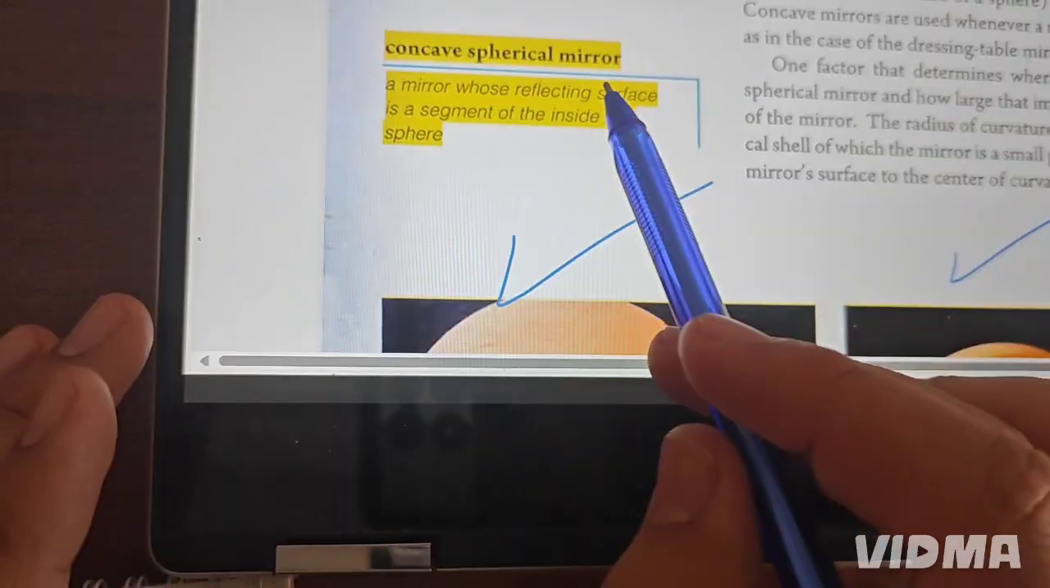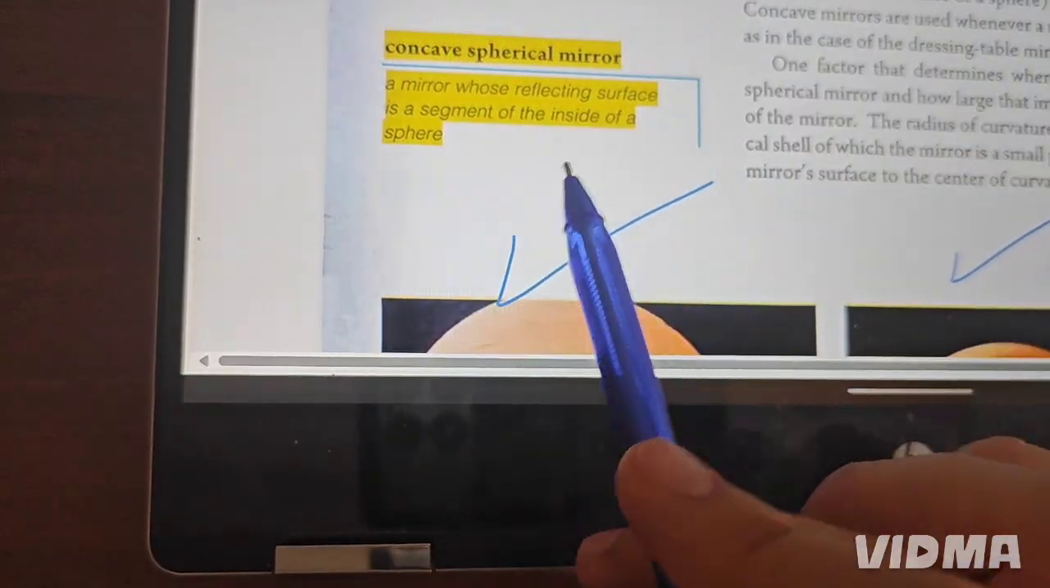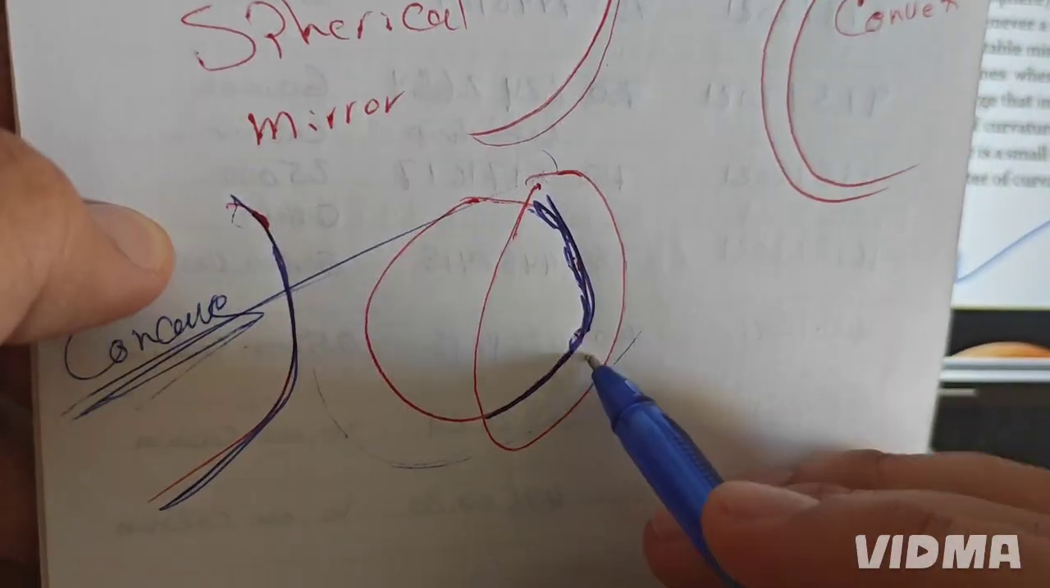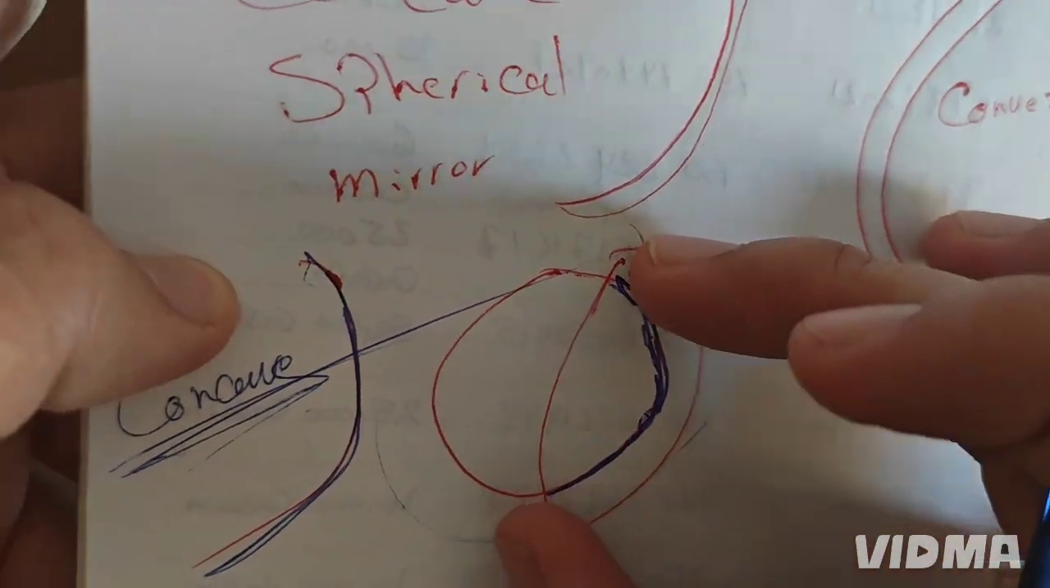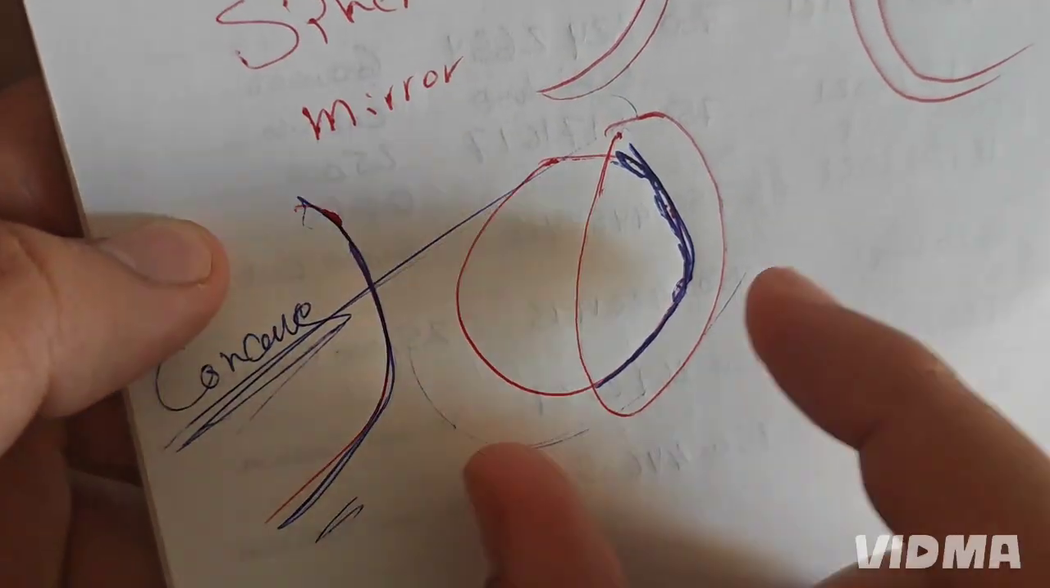As a definition, same thing: a mirror whose reflecting surface. Why are we using this mirror? For reflecting light, the reflecting surface, of course, is a segment or part of the inside of the sphere. This is the whole sphere. I only take this part of the sphere, so this has become concave. This concave is one of the parts of this circle.